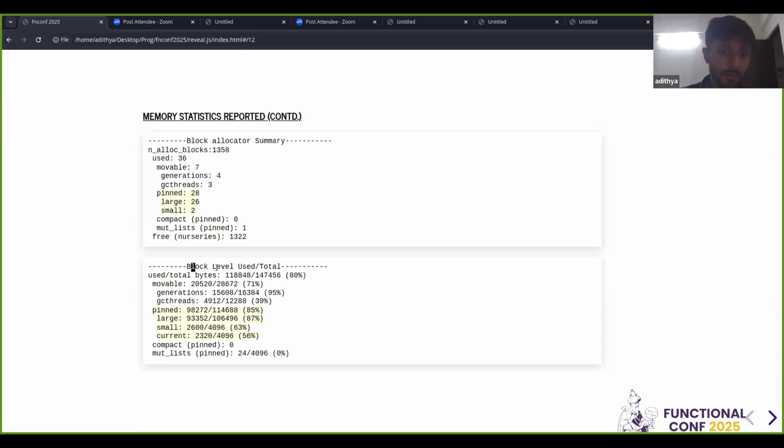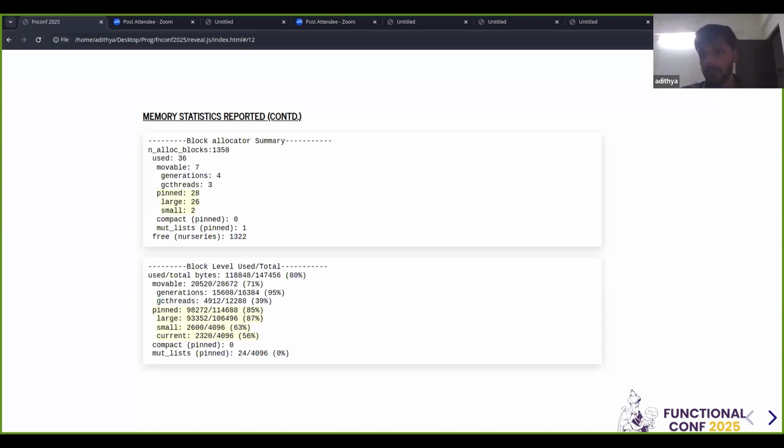Now let's look at the block level used. There are 2 ways of accounting for memory in Haskell, right? The first way is we look at the mega blocks themselves, and we look at the 4K blocks, and we look at the block descriptors, right? What the block descriptors tell us is how much of this 4K block is used, etc. That's one way. And the other way is we traverse the Haskell heap. We traverse the Haskell object tree. That is the second way of accounting for memory that is used, right?